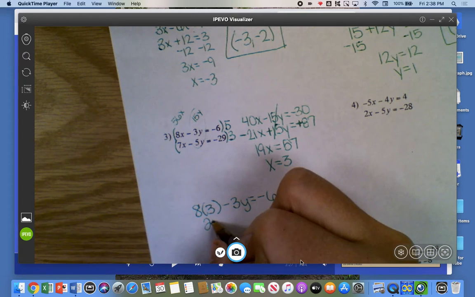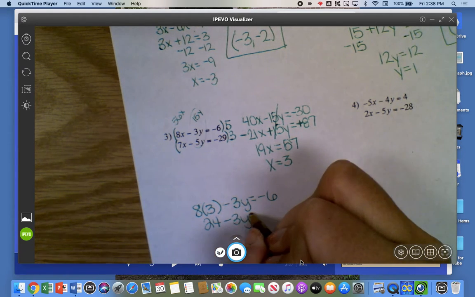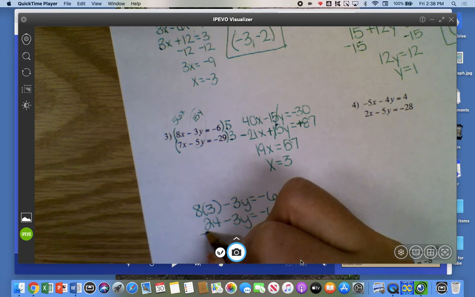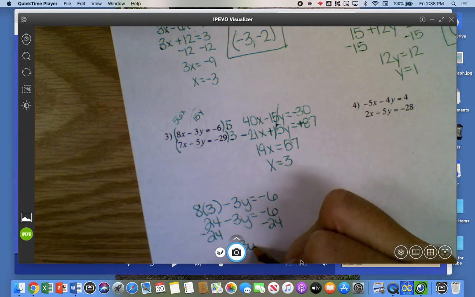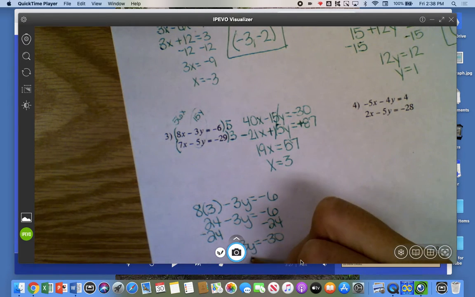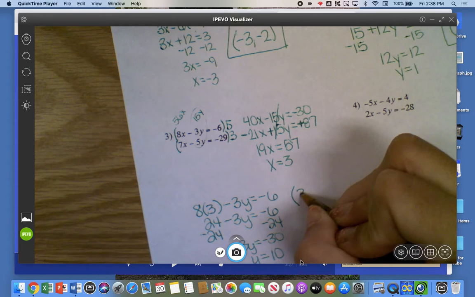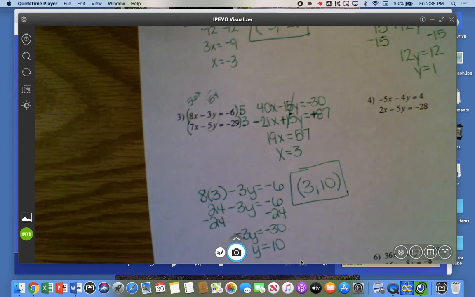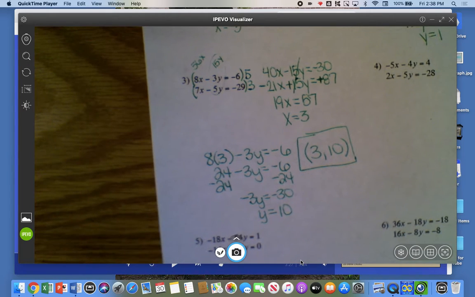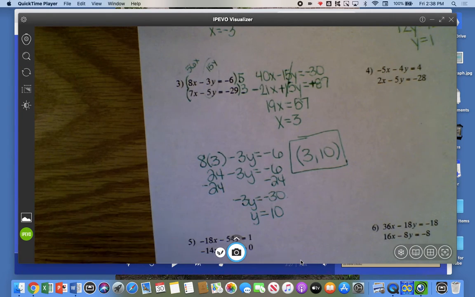So we get 24 minus 3y equals negative 6. Subtract 24 from both sides. And two negatives are going to make that a negative 30. And then I divide negative 30 by negative 3 to get a positive 10. And we have our results. Sorry, my angle got a little crazy on that one.